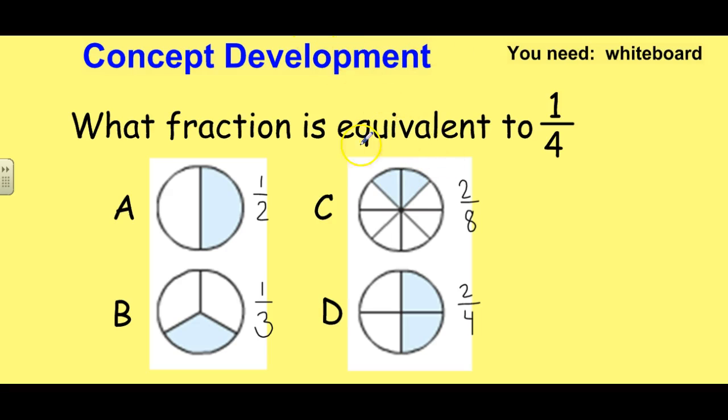Okay, so the correct answer is C, because 2/8 and 1/4 have the same amount of shaded space, and if you were to cross multiply them, they would be equal to one another.